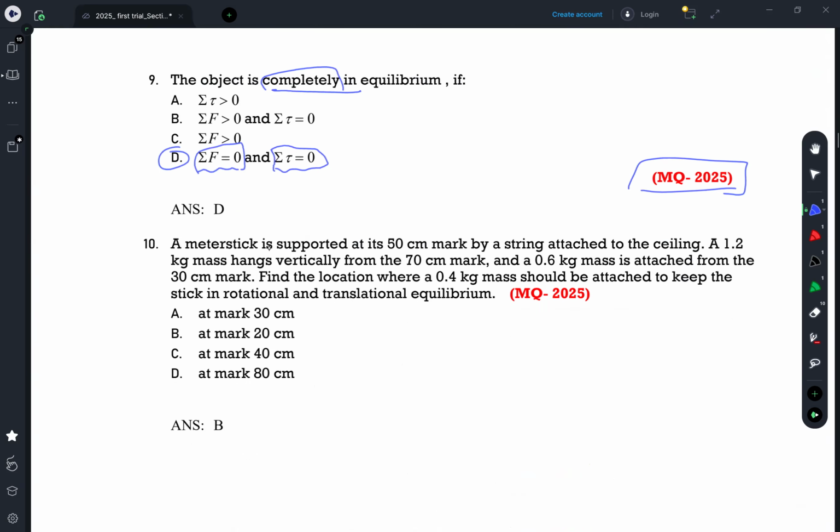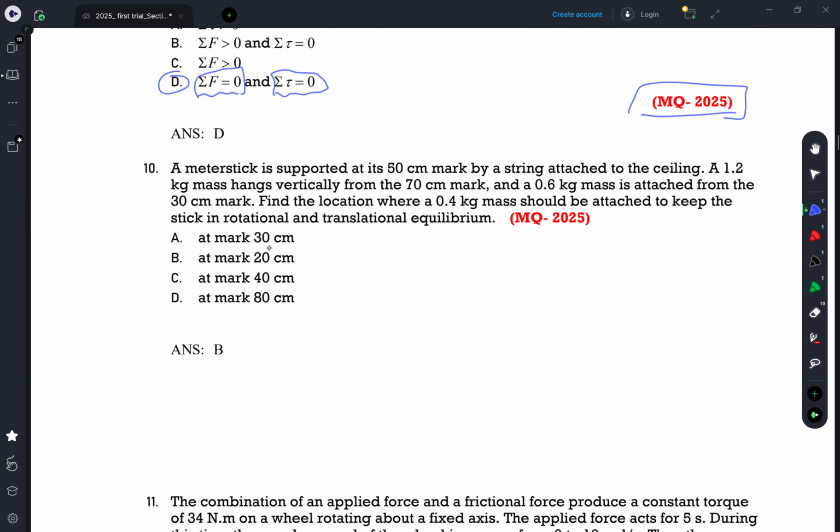Question number 6 is a problem in chapter 2. It is the first time I asked this problem. So let's draw this problem. A meter stick is supported. A meter stick means a 1 meter long stick. I am going to draw a 1 meter long stick. This is a stick of 1 meter length.